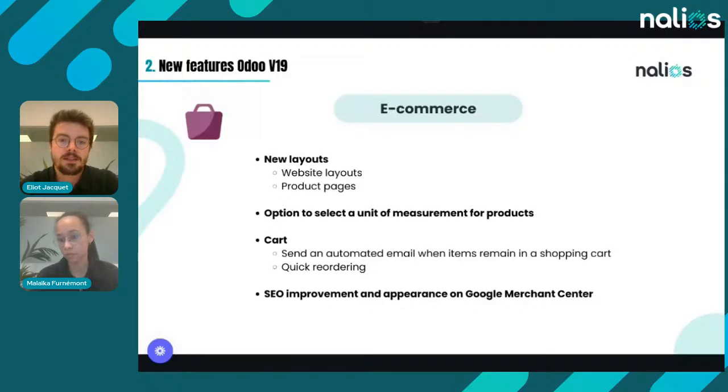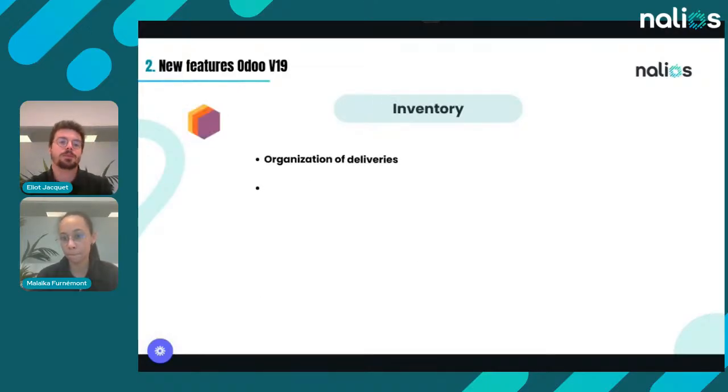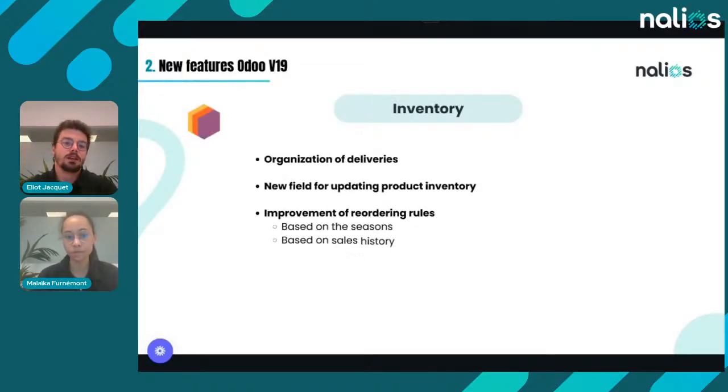Okay, then let's get to the inventory app. For the inventory, three main new features. Firstly, we can now better organize the order of deliveries in a batch. We also have the possibility, they actually changed the field to adjust the stock for the product. I will show you where it is now. And lastly, we have an improvement on the reordering rules that allows us to do it based on the season or on sales history.